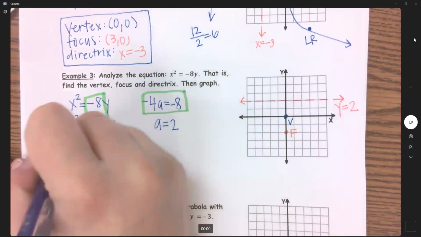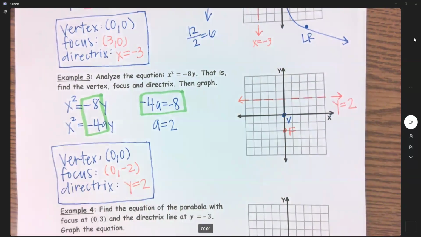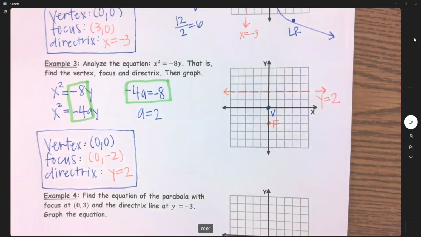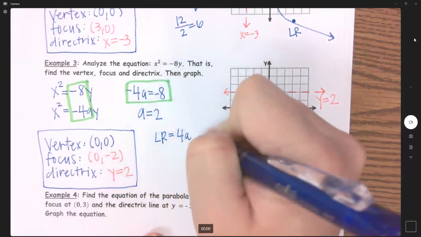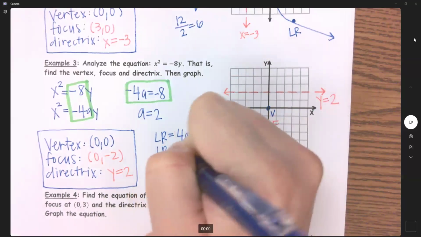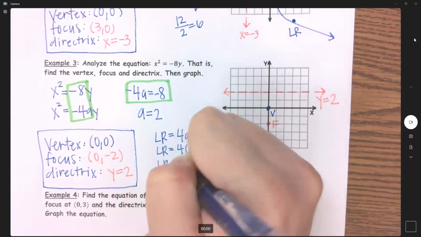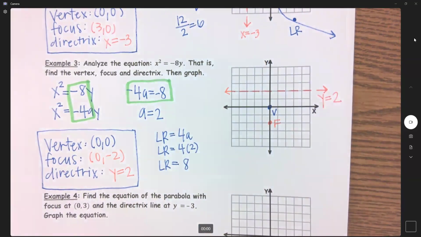And so those are the 3 things it asks for. And now we finish our graph. We do that by plotting our LR points. So LR equals 4a. My a is 2, so LR equals 8.